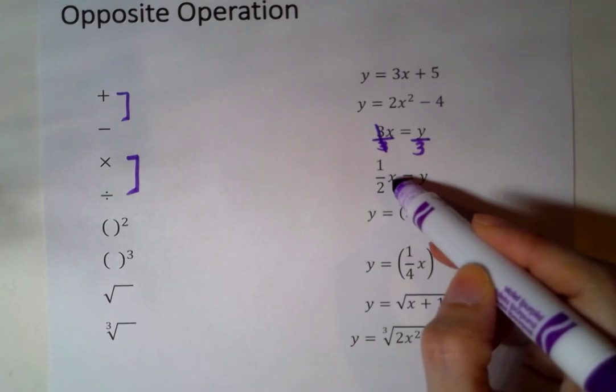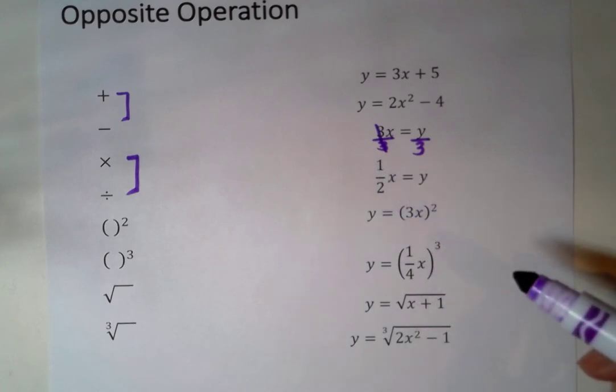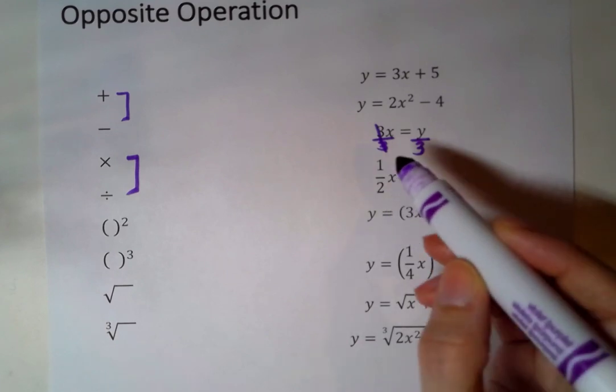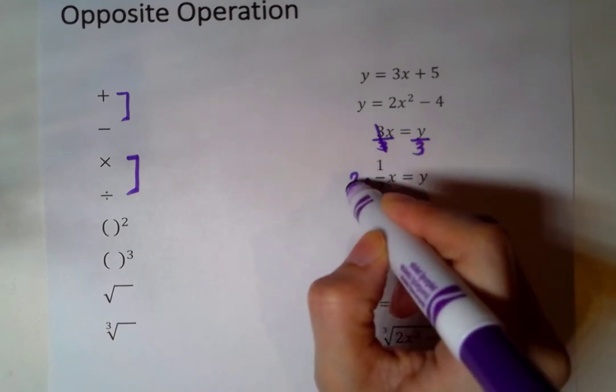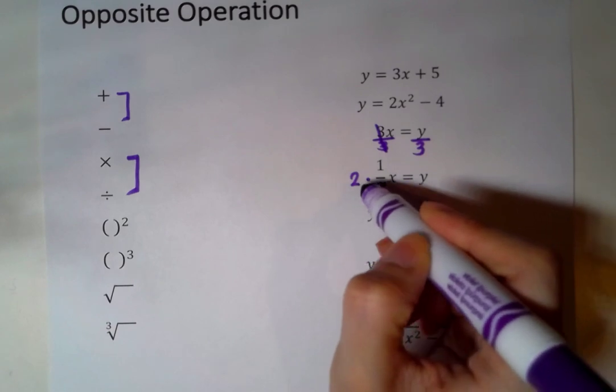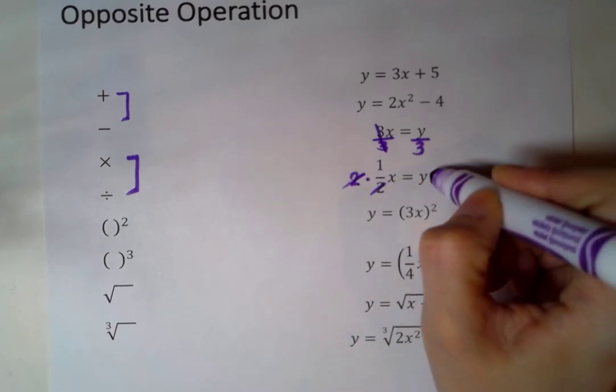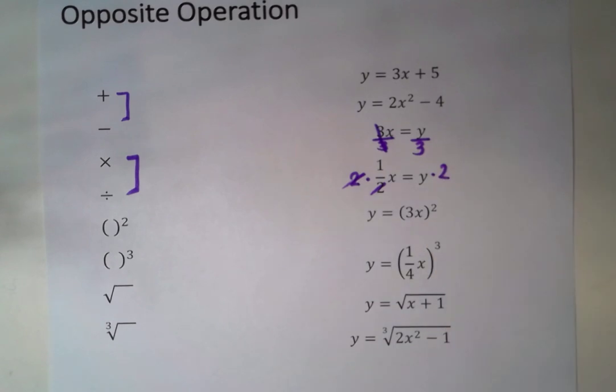And look at this. You have 1 over 2x. Whenever you get a fraction, you need to get rid of the denominator. Right? Then you multiply by 2 so that you can get rid of it. Right? So you need to do the same thing, times by 2. Alright? So that's the opposite operation.